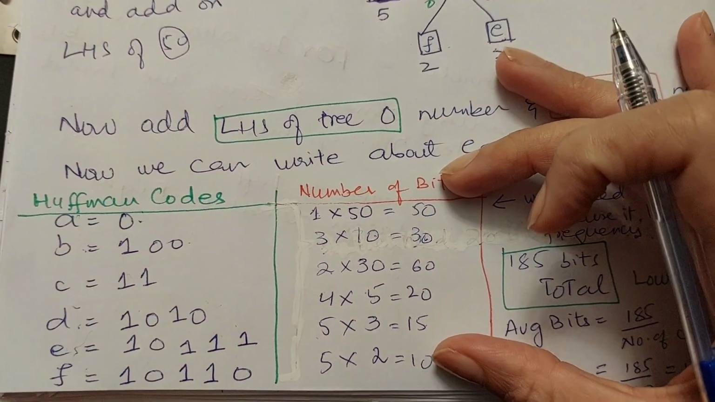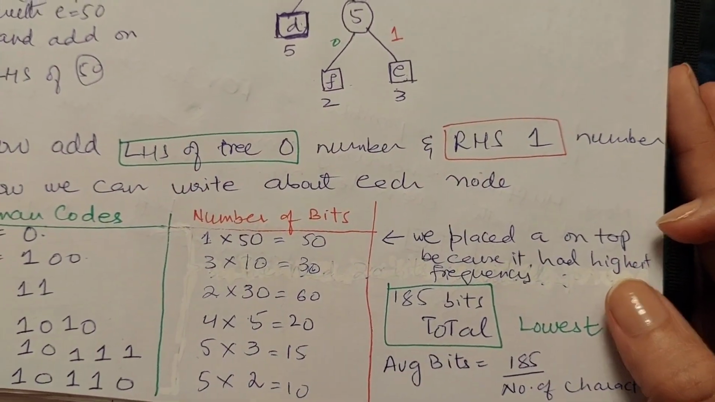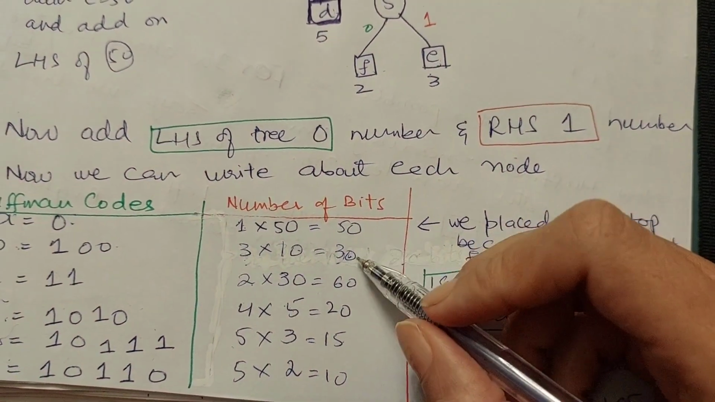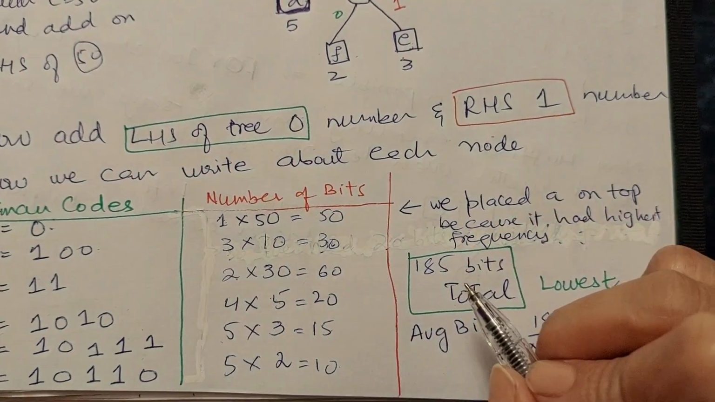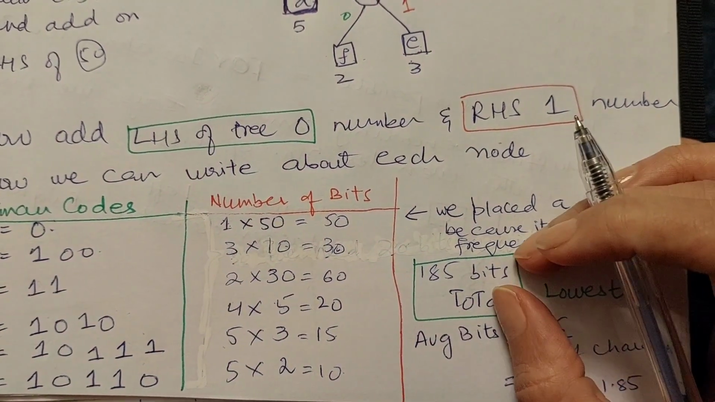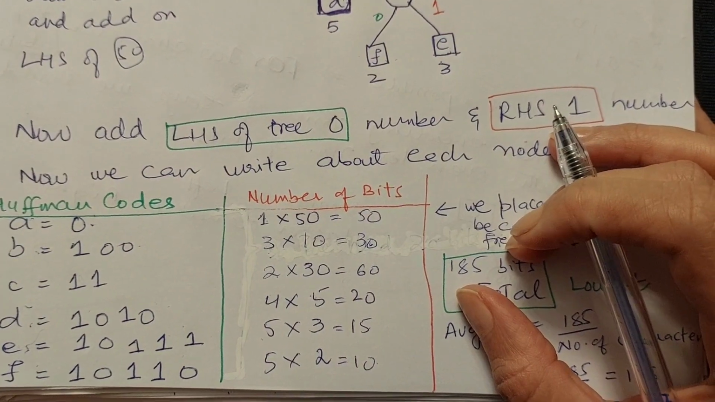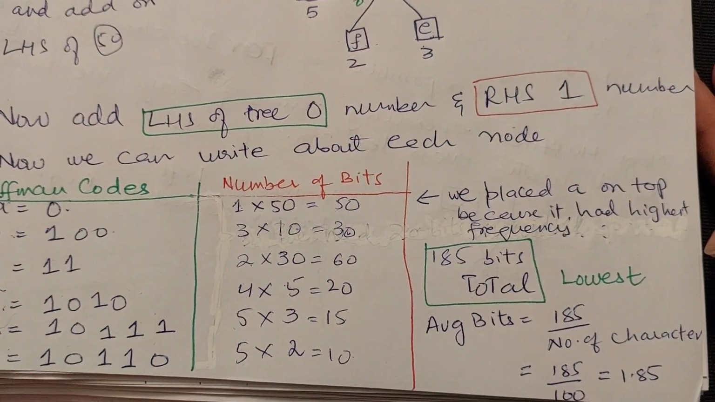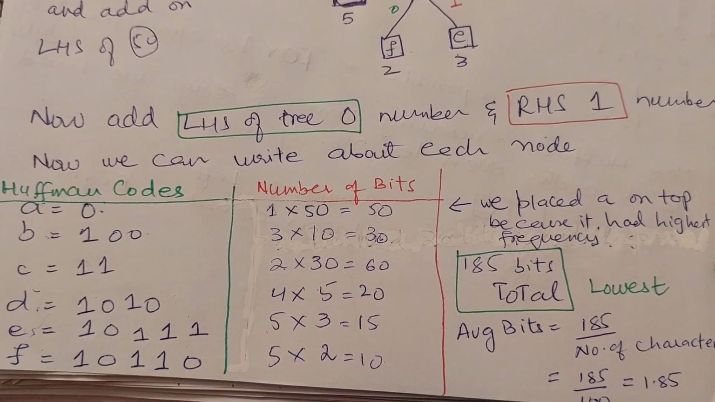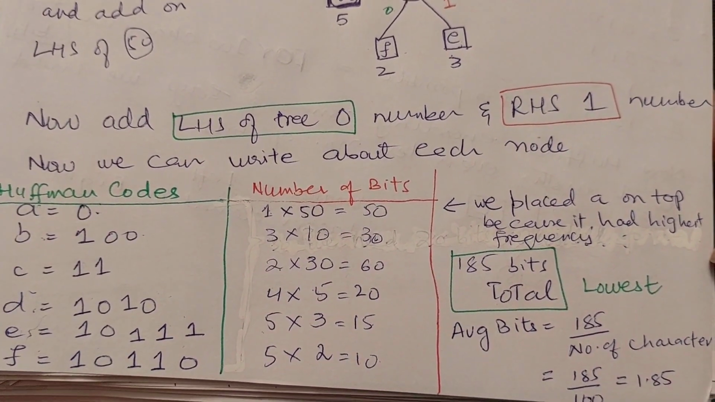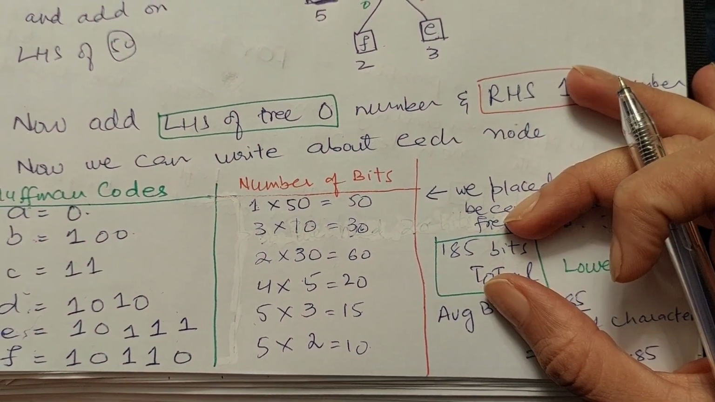So if I add up all these number of bits, we get 50 plus 30 plus 60 plus 20 plus 15 and plus 10. It makes 185 bits total. So you see that 185 is a smaller number as compared to 300, or as compared to 700, as we considered in the case of ASCII code encoding or 3-bit encoding. So we are still needing less number of bits.